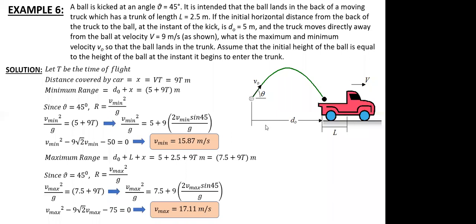D naught was the early gap between them, and when the ball was kicked, the car started moving uniformly. So obviously, in the time the ball takes to reach the trunk, your car is going to move ahead also, because it is traveling with a velocity v. So that distance I also need to consider when the ball is going to fall in the trunk. Or else if you take only D naught, then obviously the ball is not going to reach the trunk, because the car might have gone ahead. Yeah, Tanmay, is it clear?